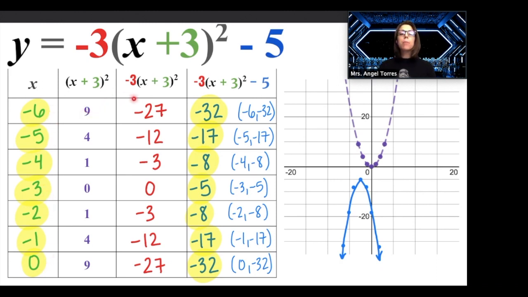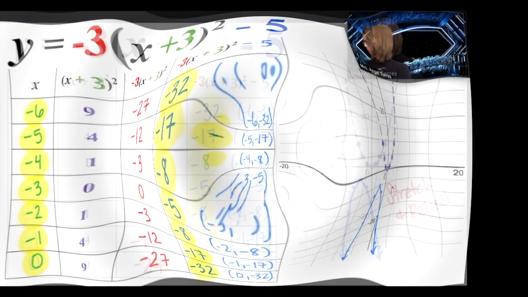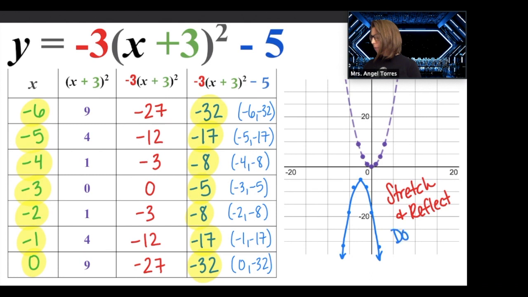From there, we applied both our reflection and stretch of 3, and then applied our final transformation, our vertical shift down. This led us to all of our points in our graph. And again, the final transformations here were a stretch and reflect, a shift down 5 units, and a shift left 3 units, which we saw when we found our vertex.